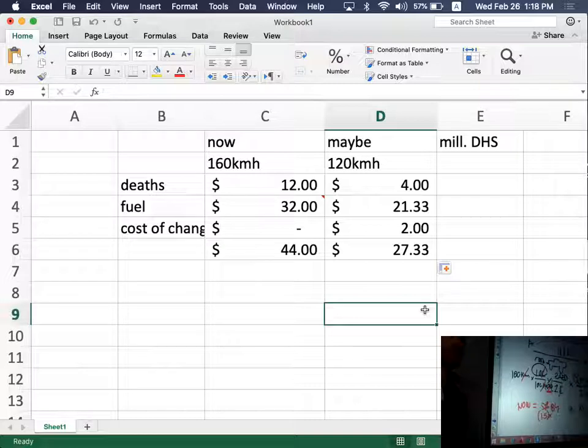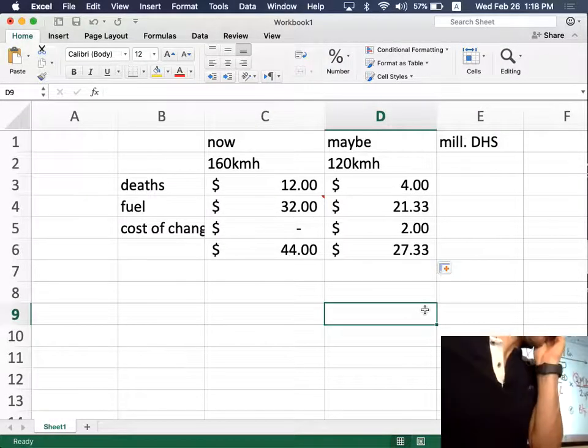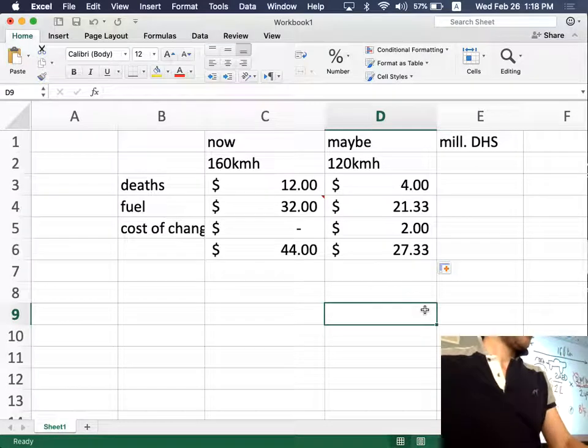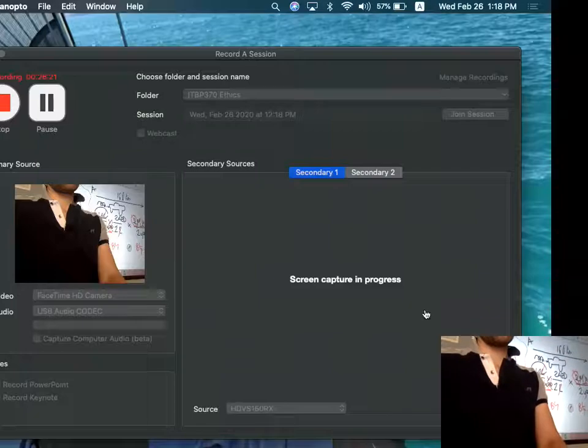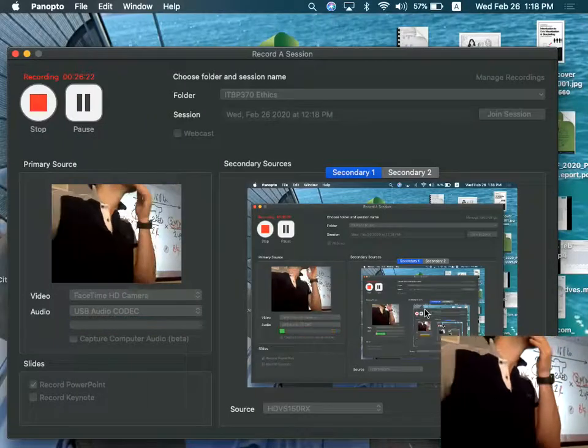Everybody agree? Sir, can you put the sheet on? Yes. Yes, of course. Yes. Tell me. What is it?